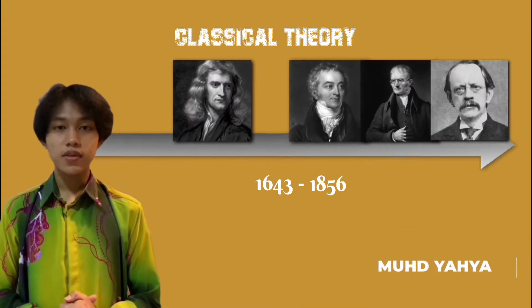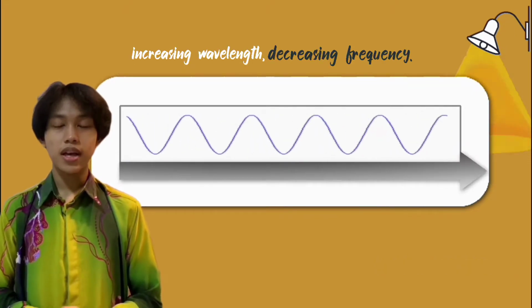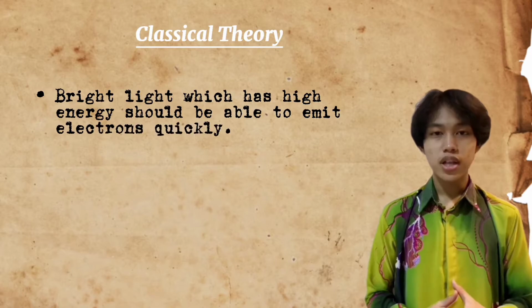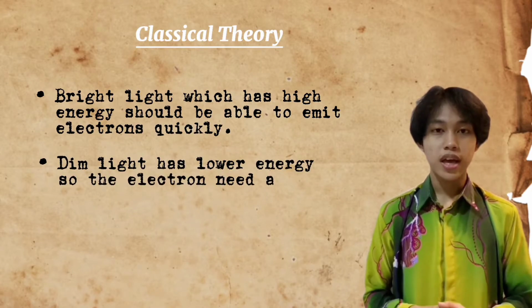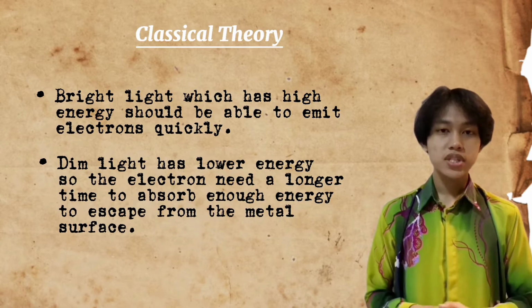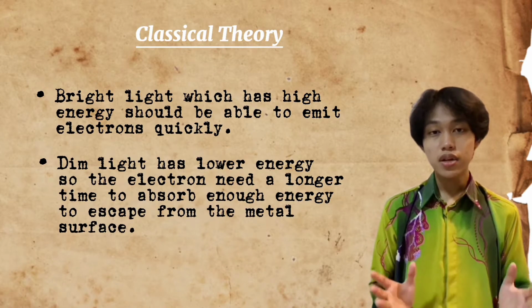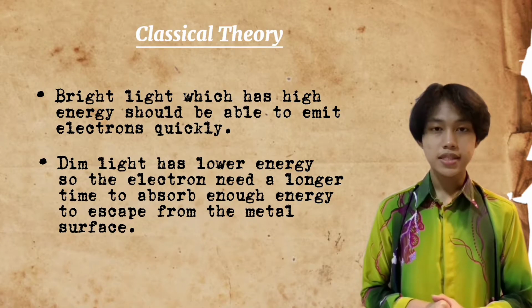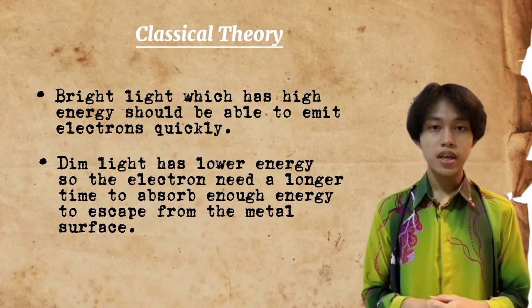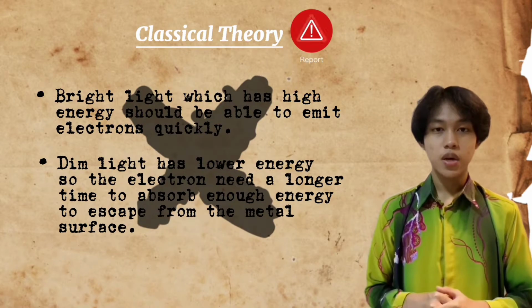Theory, photoelectric effect should be able to occur at any light wave frequency. Secondly, bright light, which has higher energy, should be able to emit the electrons quickly. And lastly, dim light, which has lower energy, needs a longer time to absorb enough energy to escape from the metal. However, this theory is opposite with the photoelectric experiment.